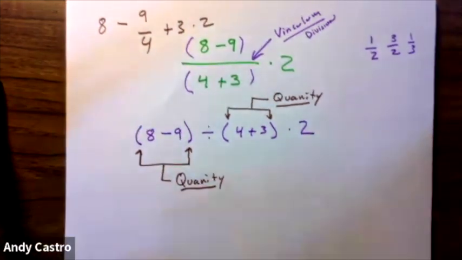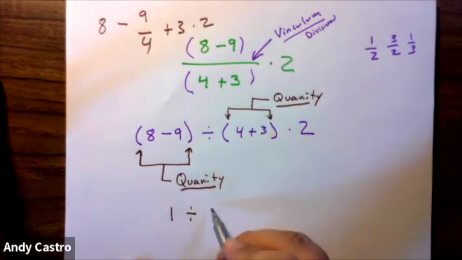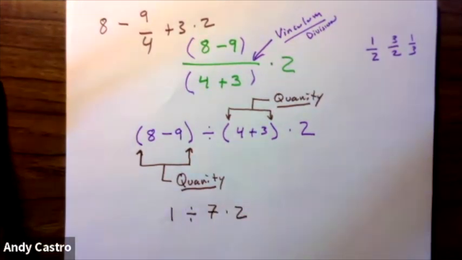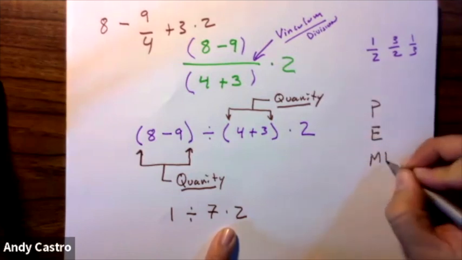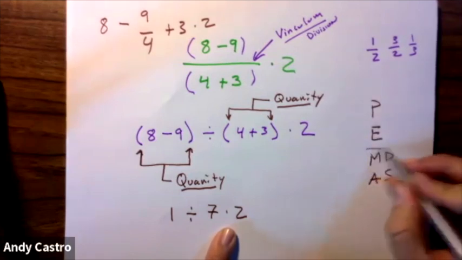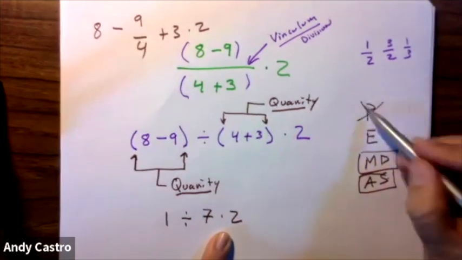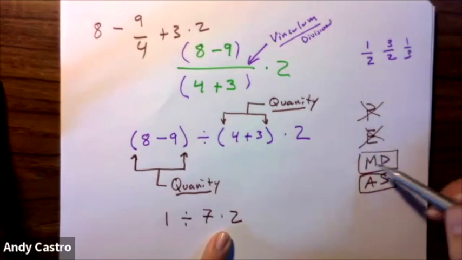So let's work that out. 8 minus 9 is 1 divided by 4 plus 3. That's 7 times 2. Now, notice that I have division and multiplication. So if we look at our acronym again, right, we did the parentheses first. We do not have any exponent, so now we're on to multiply and divide.